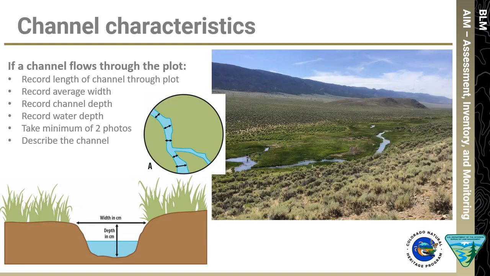If a channel flows through the monitoring plot, you will need to record its characteristics. If there are multiple channels within the plot, take measurements on the widest, dominant channel. Measurements include channel length, including meanders, average channel width, average channel depth, and the depth of water within the channel. All width and depth measurements will be recorded in bins. In addition, describe the channel or multiple channels if more than one occurs in the plot.